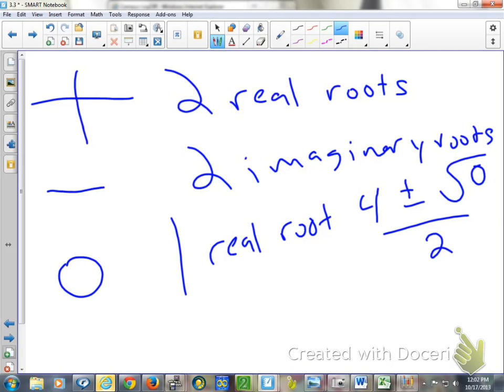Those are the only 3 possibilities. And there are 2 test questions tomorrow that just say that. They say, what is your discriminant and what does that mean? So you'll find out what it is. In our case, it was 28. You're like, oh, it's positive. That's 2 real roots. Or negative, it's 2 imaginary roots. It's multiple choice too. Or 0, which means you have 1 real root.